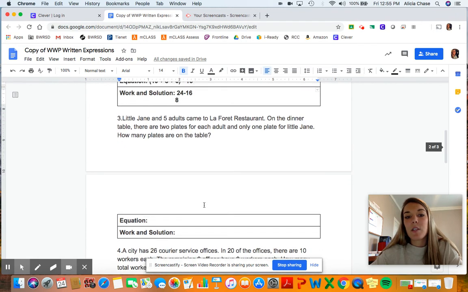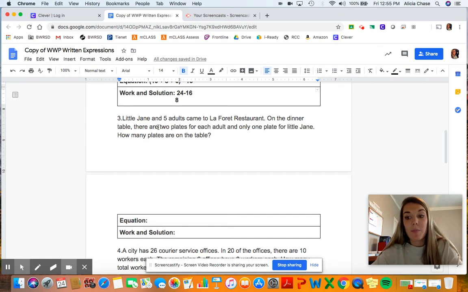The next one, I'm just going to read it to you, and I want you to try and do it on your own. So it says, little Jane and 5 adults came to La Foret restaurant. On the dinner table, there are 2 plates for each adult and only 1 plate for little Jane. How many plates are there on the table? So there's 5 adults. There's 1 little Jane, right? Each adult has 2 plates.